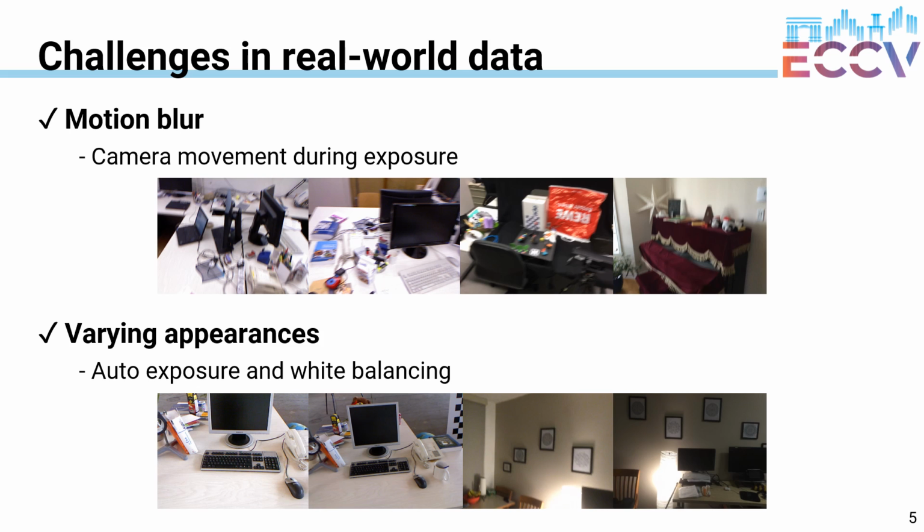There are two main challenges in real-world data. First, motion blur frequently occurs due to camera movement during the exposure time. Second, blurring appearances arise as a result of auto-exposure and white balancing. These image degradations are critical bottlenecks for the accuracy of map reconstruction and pose estimation.